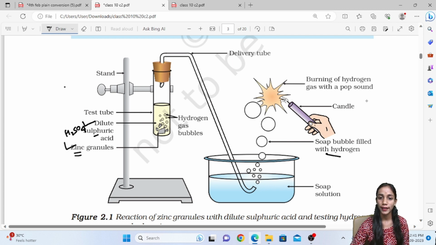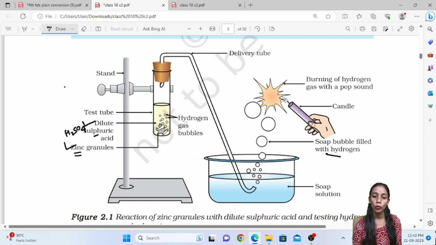This gas will be released, and a flaming candle is brought, a candle which is lit, in exposure to the gas. So what will happen over here? Because it is hydrogen gas, when hydrogen is exposed to fire, it burns with a pop sound. It makes a large pop sound. So this confirms that the gas produced by the reaction of metals and acid was hydrogen gas.